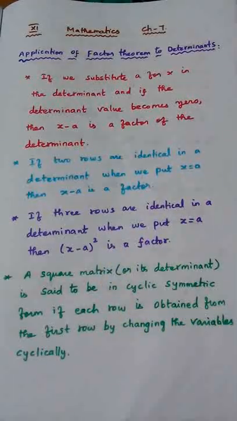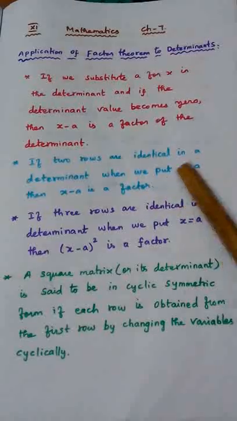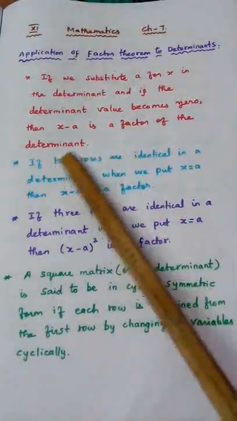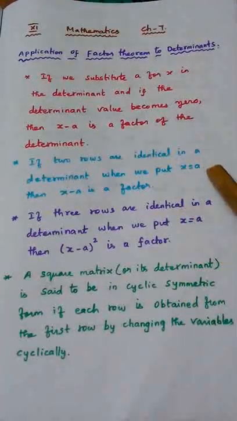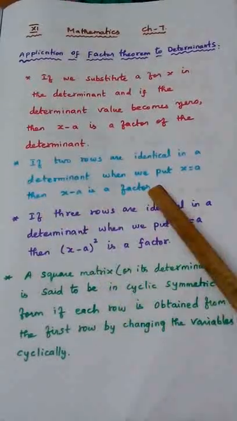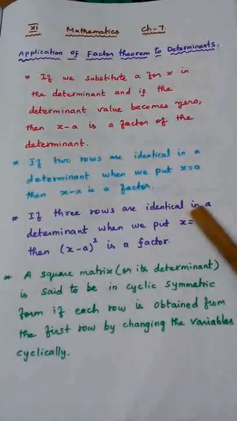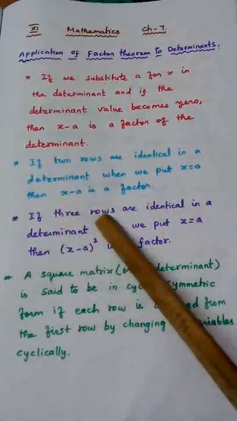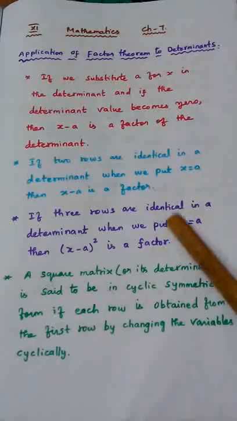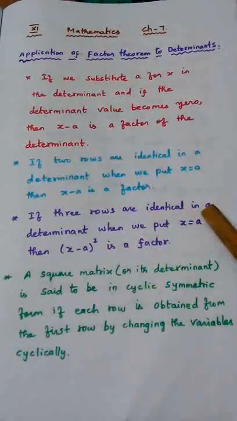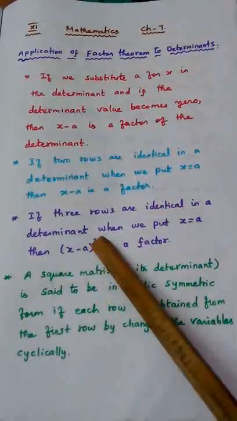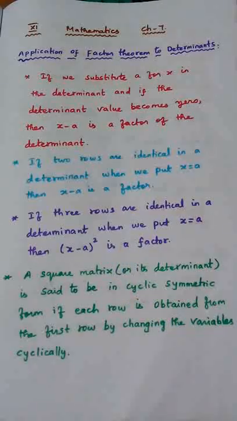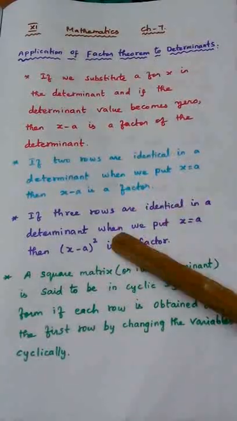So these are all important concepts. When we give a substitution, if two rows become equal, we will say x minus a is a factor. When we give a substitution like this, if three rows become identical, then we have to say x minus a whole square is a factor. So these two are very important notes.